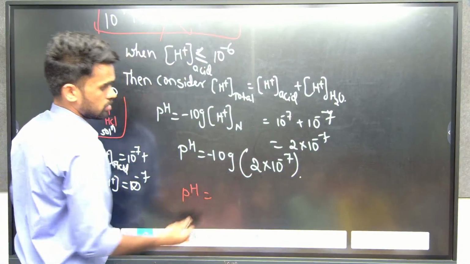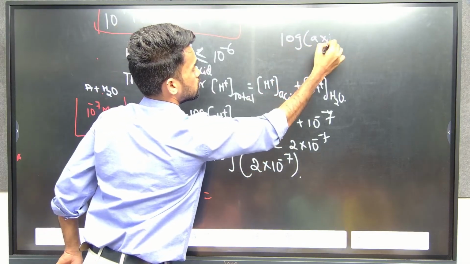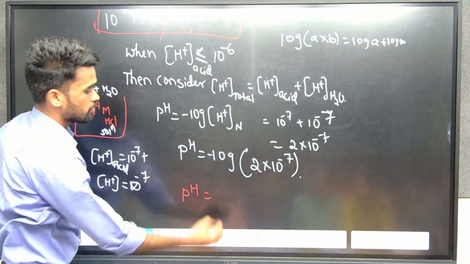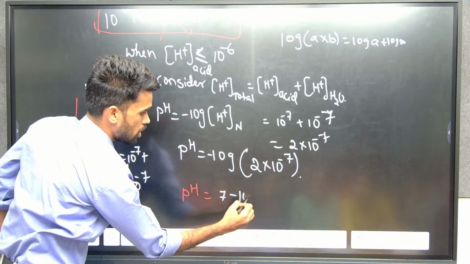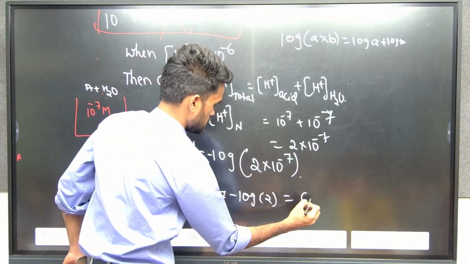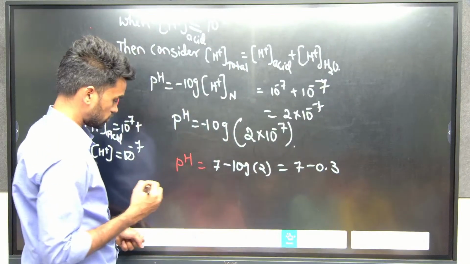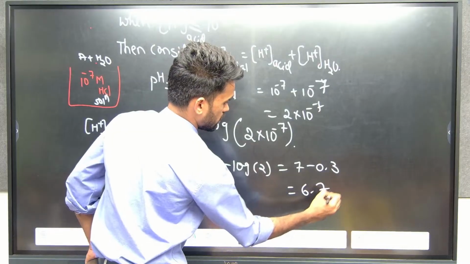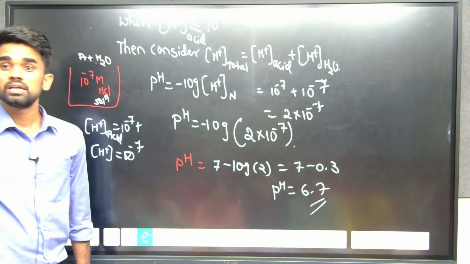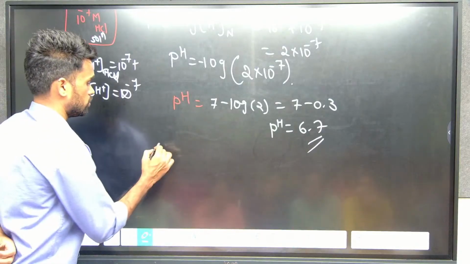Now simplify this. See, log of a into b, what should we write? log a plus log b. So it will be 7 minus log 2. Log 2 is 0.3. So 7 minus 0.3, how much is it? Around 6.7. Okay, is this clear to everyone, what we are doing? Clear or not? Yeah. Now you do one more question, then I will feel that it is clear for you.